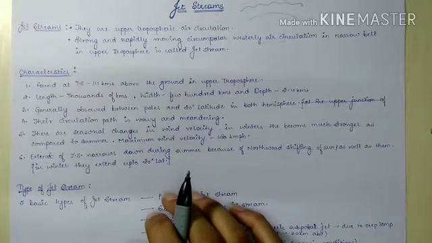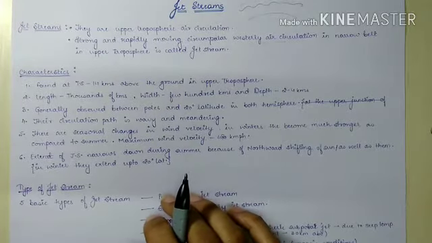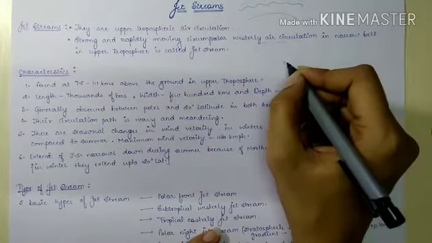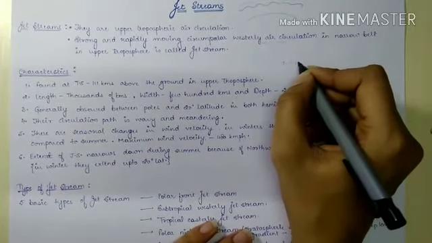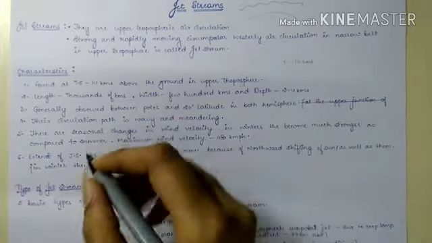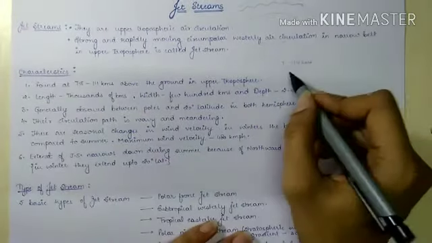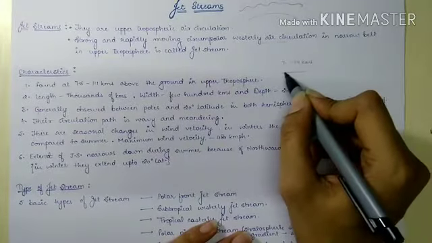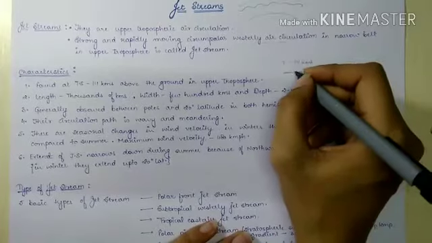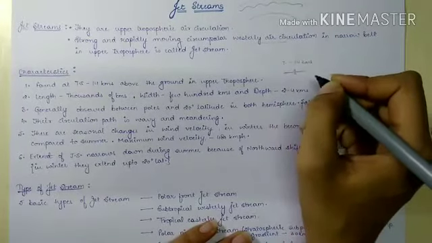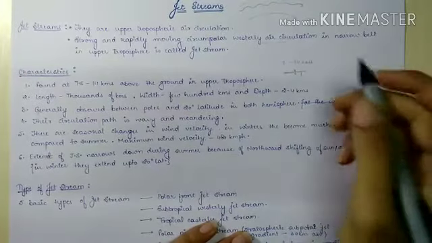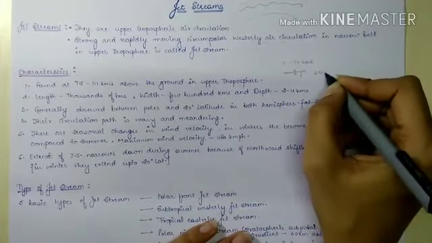So the first basic characteristic of jet stream is it is found at the height of 7 to 14 kilometers above the ground. Second, its average length is about thousands of kilometers. Its width is about hundreds of kilometers, and its depth, that means its thickness, is about 2 to 4 kilometers.